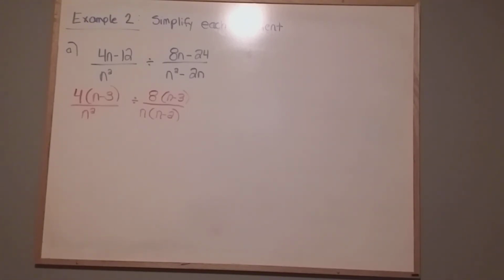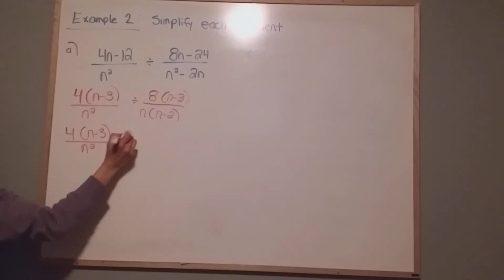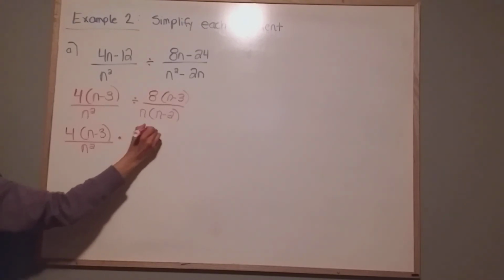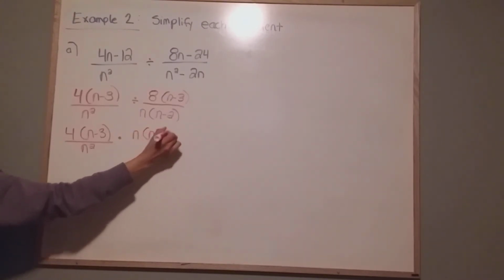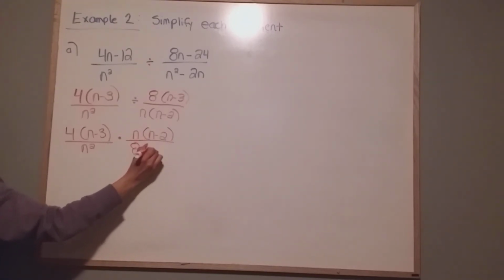My next step, and this step is different. The first fraction stays exactly the same. Division becomes multiplication, and I flip. So it becomes n − 2 over 8(n − 3).